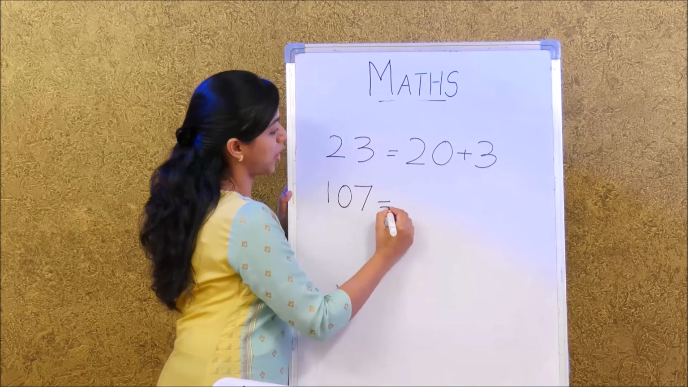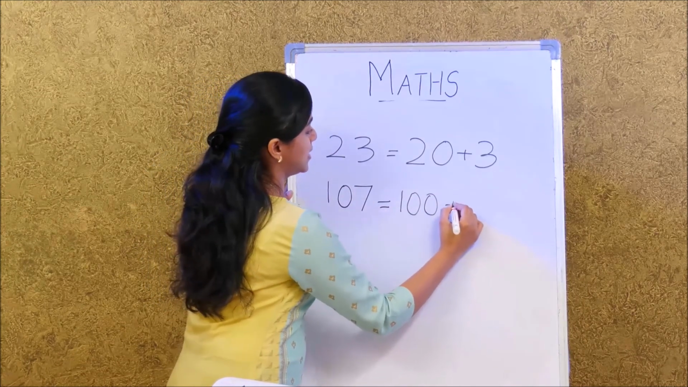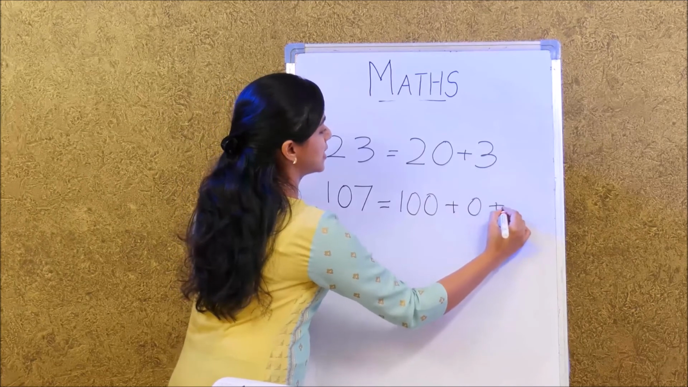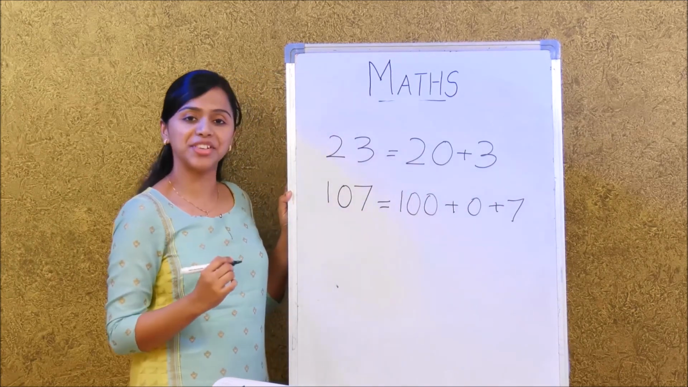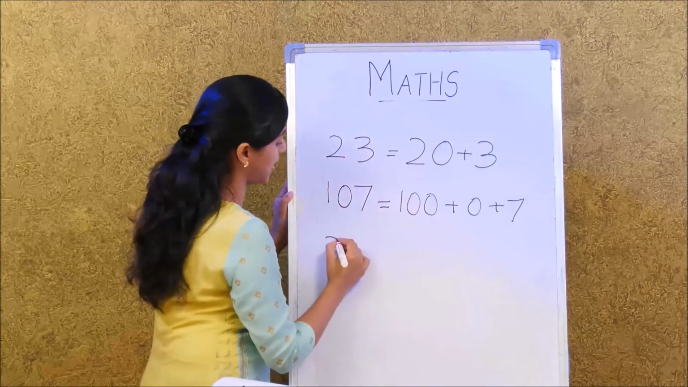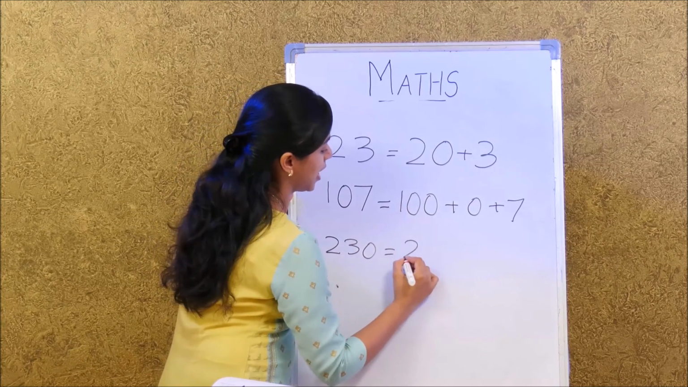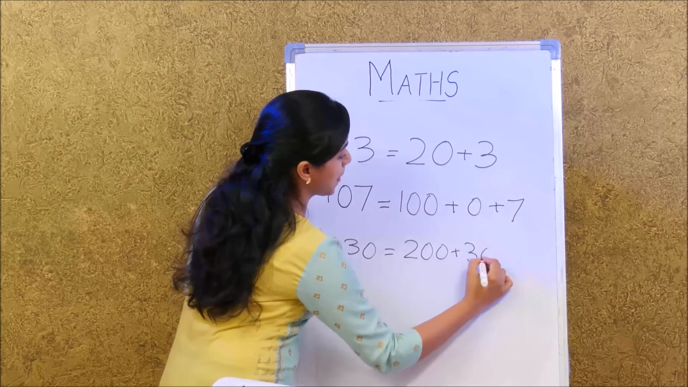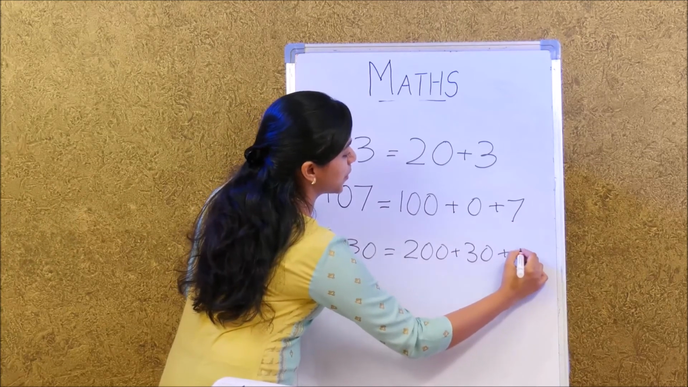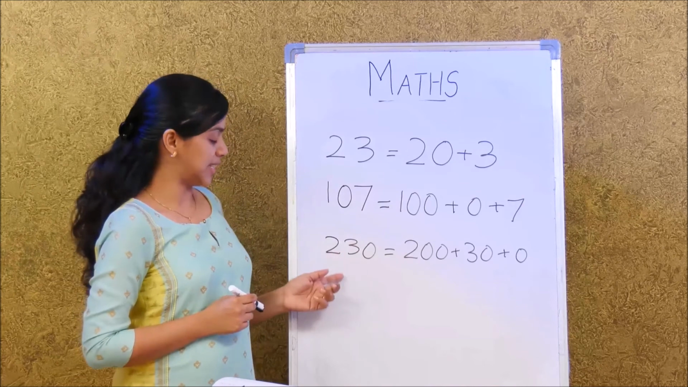107. So how do we write it? 100 plus 0 plus 7 becomes 107. Very good. Now let's try 230. So here we have 200 plus 30 plus 0. That becomes the expanded form of 230.